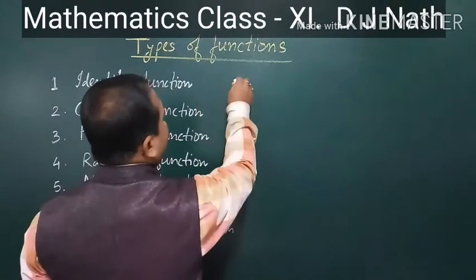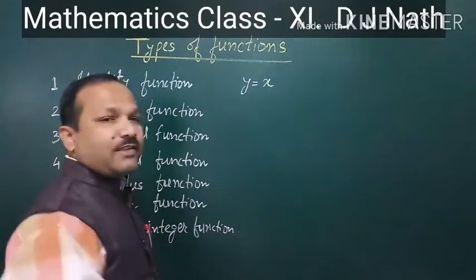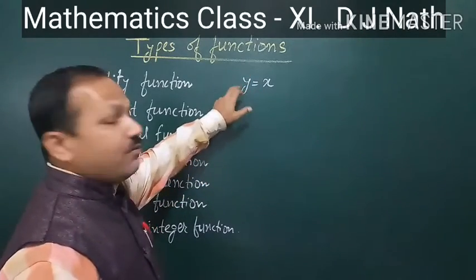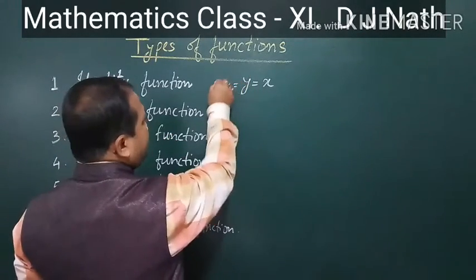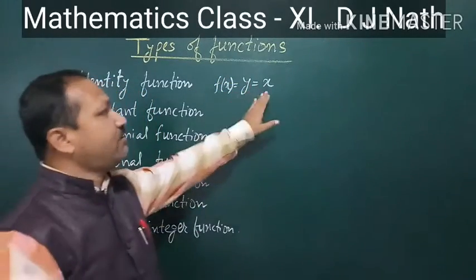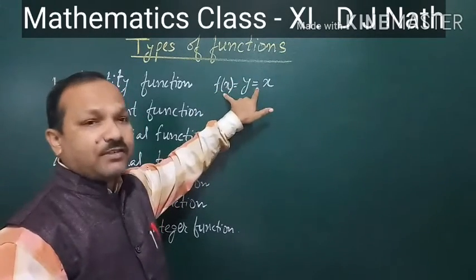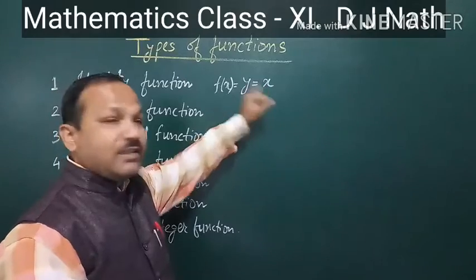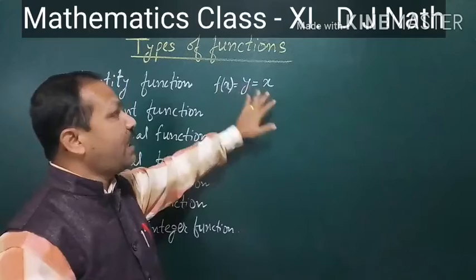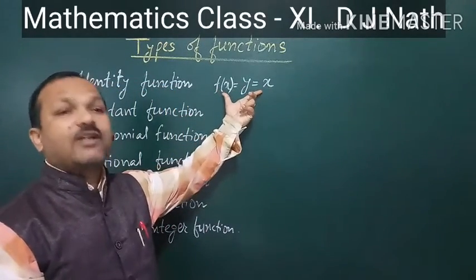One is the identity function. What is the identity function? In class 10 you have learned y is equal to x. In function notation, y is f of x. So f of x is equal to x, or y is equal to x. It is called the identity function because the result is the same: the function is in terms of x, and the output is also x only, so it is identity.